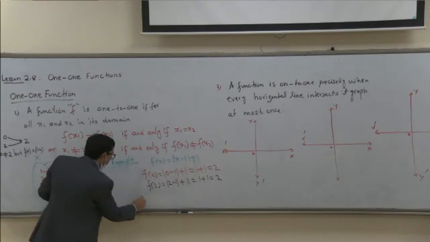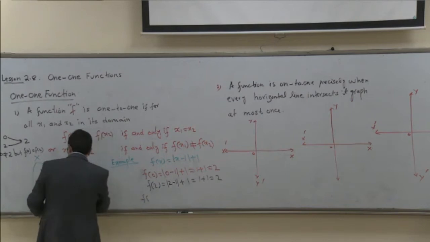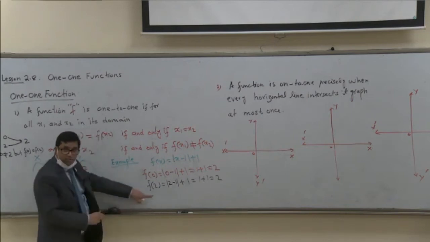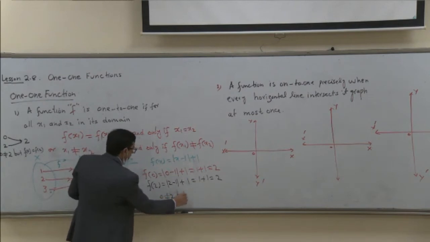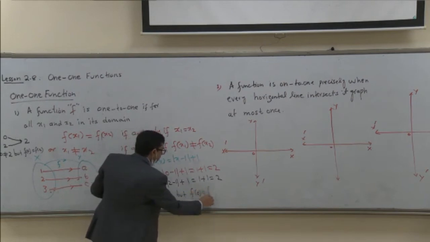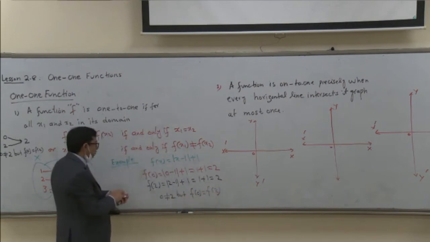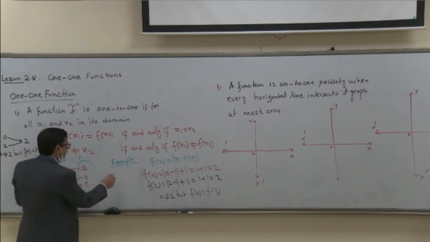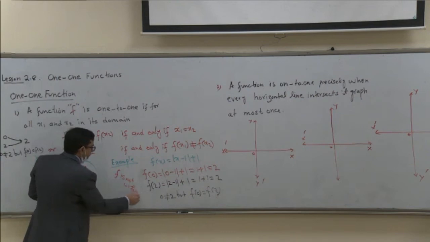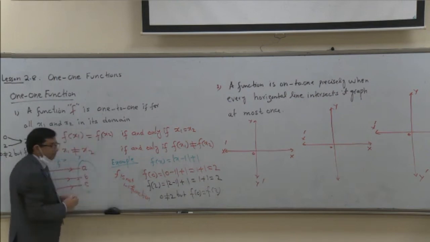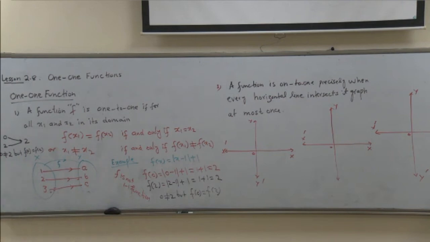Okay, if it is a 1-1 function, here you can say f of 0. Can you all see this? 0 is not equal to 2, but f of 0 is equal to f of 2. So f is not a 1-1 function. Any questions, please? If two numbers are different, their images should also be different. If they come the same, it is not 1-1.